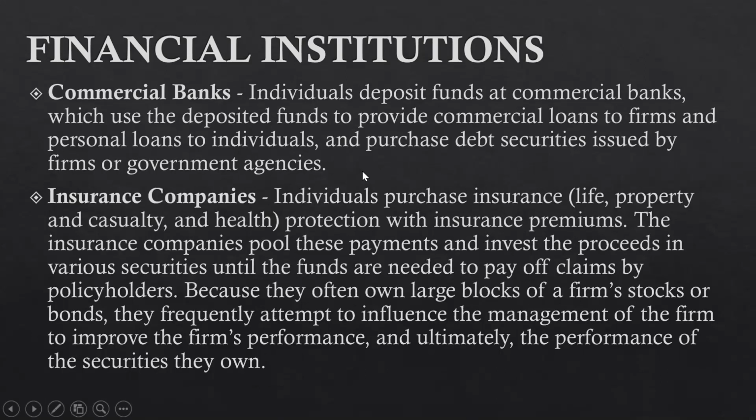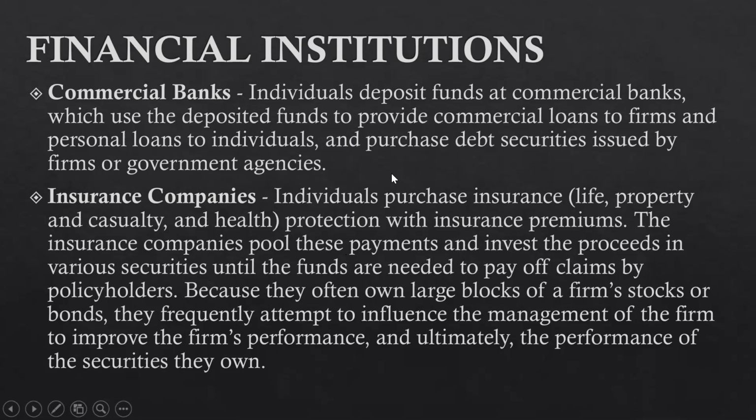You also have insurance companies. Individuals purchase insurance such as life insurance, property, casualty, and health. Individuals purchase insurance protection with an insurance premium. The payment is what you call an insurance premium. The insurance companies pool these payments and invest the proceeds in various securities until the funds are needed to pay off claims by policy holders.